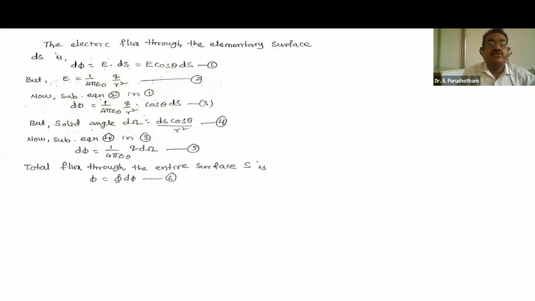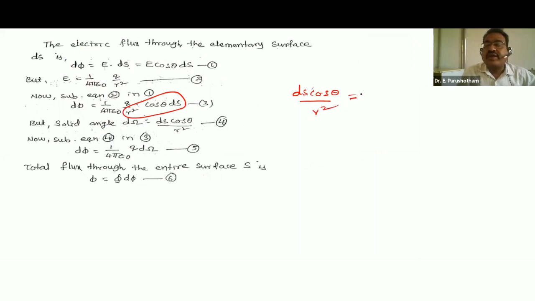So dφ is equal to, as it is, this E value we are substituting as 1 by 4π ε₀ Q by R². So the remaining cos θ into ds as it is. This is ds cos θ by R².